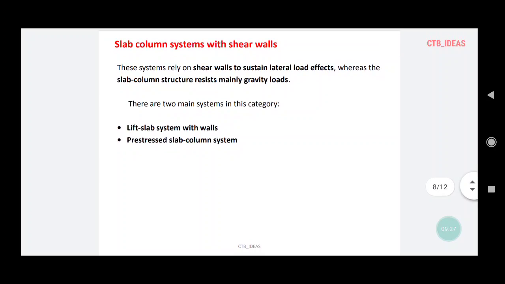Then the next type of construction system is slab column system with shear wall. So this system relies on shear walls to sustain lateral load effects, whereas the slab column structure resists mainly gravity. There are two main types in this category. First one is lift slab system with walls, and another one is pre-stressed slab column system. So we'll be seeing these one by one.